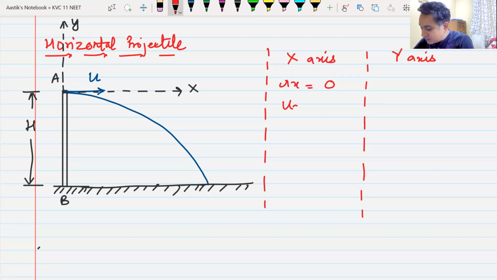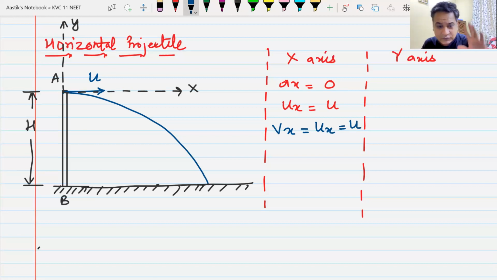What is the initial velocity along x-axis? It is u. Yes or no? Because the entire velocity is along x-axis. Now at any point, if I have to find out the horizontal velocity, vx will always be equal to ux, and it will be equal to u. It will always remain the same. Do we understand this?